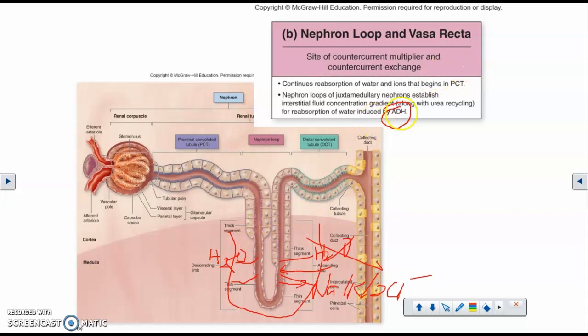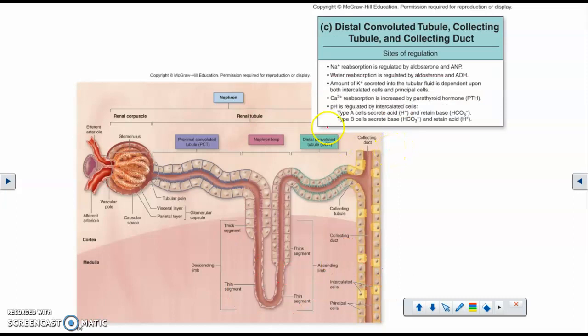And again, a very, very major agent for this one is ADH. And then here we go. This is where everything gets confusing. The distal convoluted tubule as well as the collecting duct is the most complex portion of the nephron, because this is where a lot of things can go one way or the other. So here we go. Sodium reabsorption is regulated by aldosterone and ANP. Aldosterone increases sodium reabsorption. ANP, on the other hand, which is atrial natriuretic peptide, actually decreases sodium reabsorption.